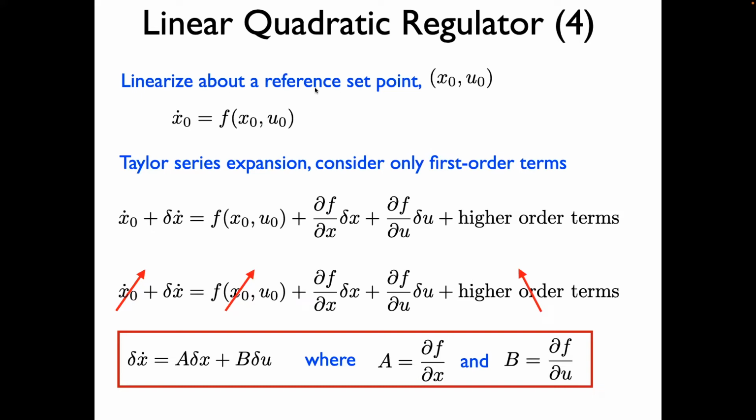Let's consider an operating point, a reference set point. In this case, the vertical upright position. The state is x0, control is u0, and so we can write the equation as x dot 0 equals f of x0, u0. We then take a perturbation of x0 and u0, so we get this equation, and these terms here are the first order Taylor series expansion of the equation. We ignore the higher order terms. We can delete x dot 0 and f of x0, u0, and we end up with this equation where A is the gradient of f with respect to x, and B is the gradient of f with respect to u.